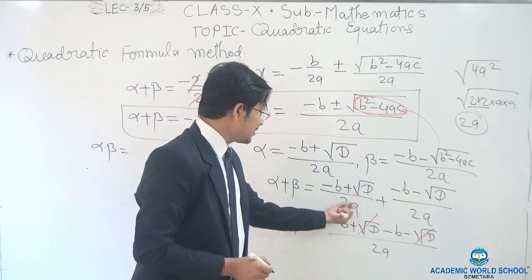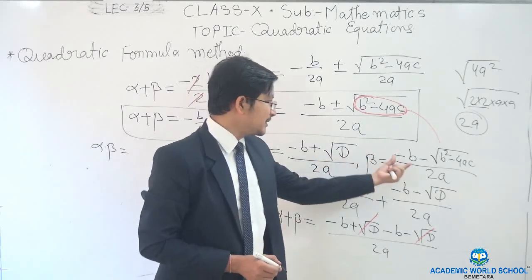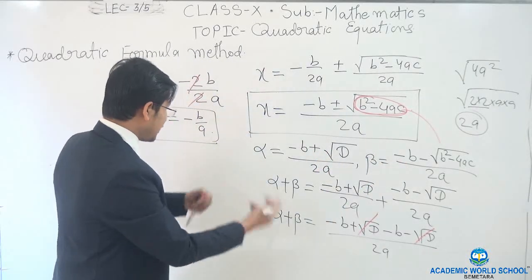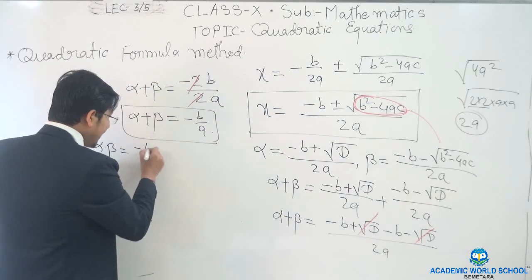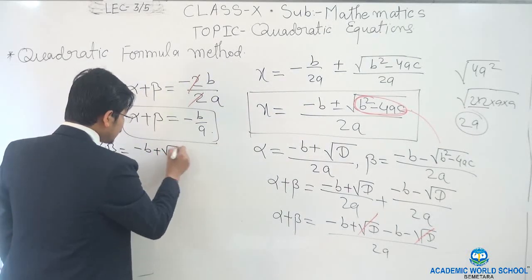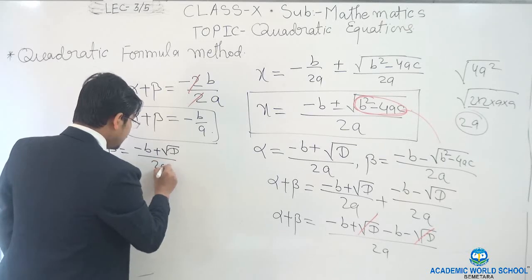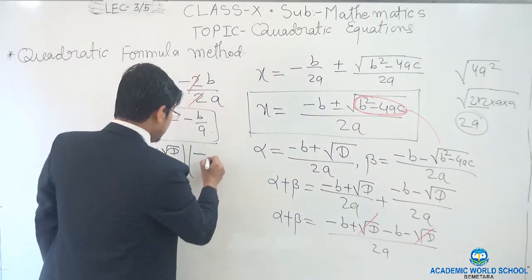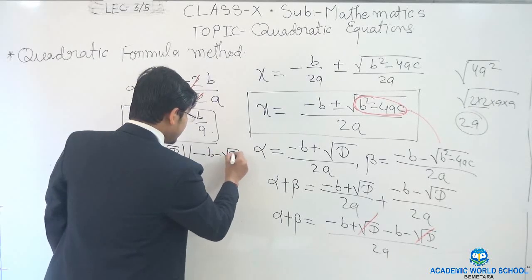So alpha into beta means what? This is alpha, this is beta. So we are going to make their product. So this is minus b plus root over d upon 2a, and then again minus b minus root over d upon 2a.